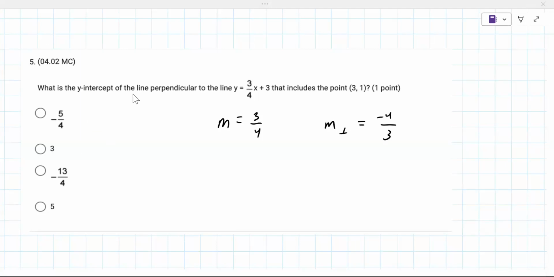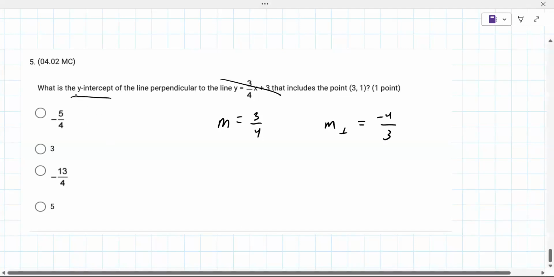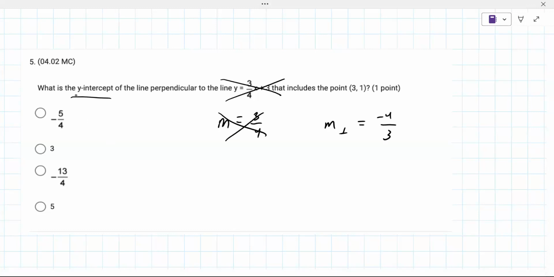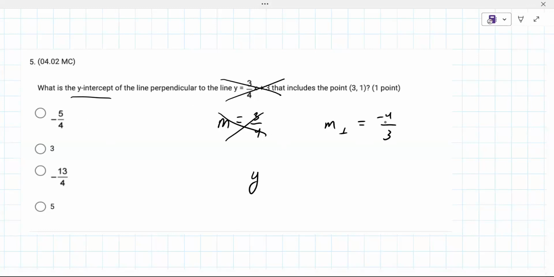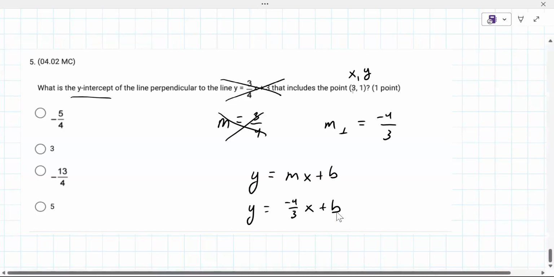It's asking for the y-intercept. So after we get the slope, we actually don't care about this line anymore. We just need the perpendicular slope, which is -4/3. So now we can write y equals mx plus b, y equals -4/3 x plus b. And you can use this x and this y to find b. You remember doing that in algebra 1?